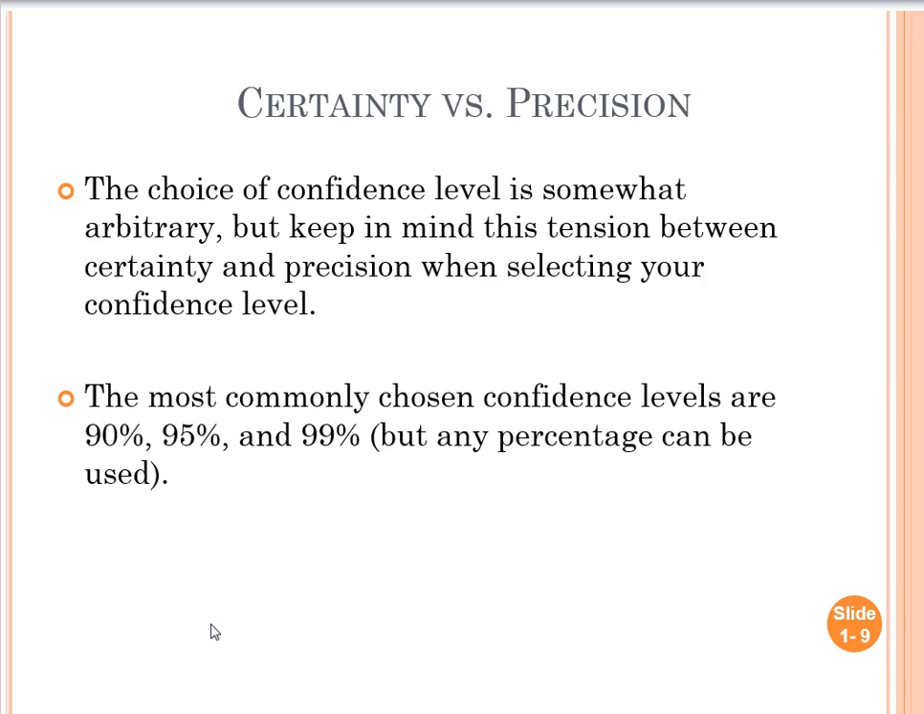If you want to be more confident, that is, more certain of your range of possible values, then you're going to trade off precision. You can't be as accurate in your estimate. The only way to be more accurate is actually to increase your sample size, and we're going to talk about that more when we talk about the margin of error.